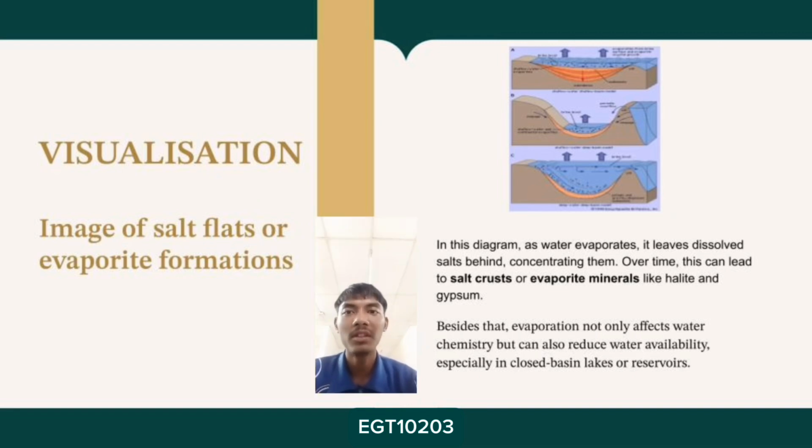This process doesn't just affect the chemistry of the water, it also significantly reduces the amount of available water, especially in closed basins like lakes and reservoirs where there's no outflow. The only way left is evaporation, which makes these areas highly sensitive to climate change.